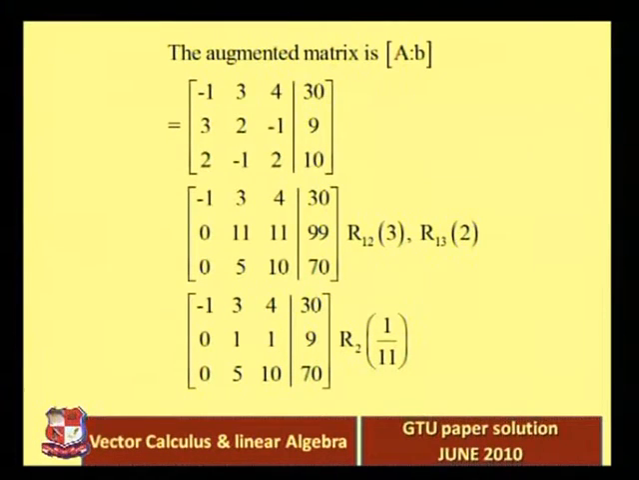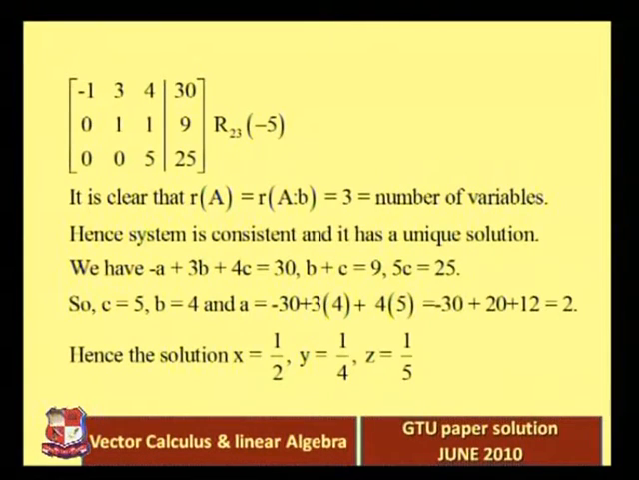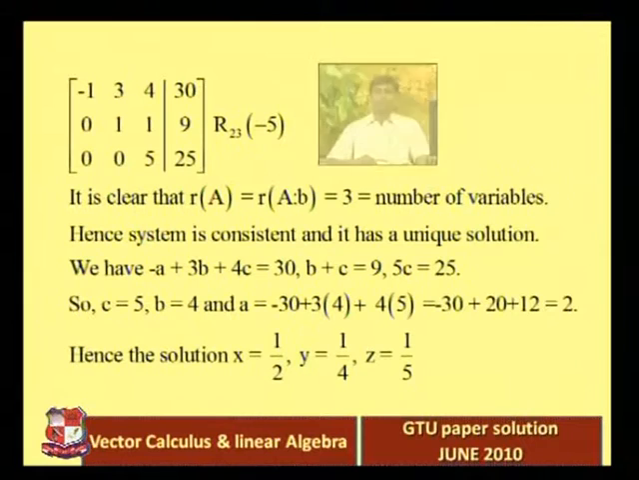now next process. First row we have leading entry, below that leading entry all the elements are 0 now. Second row we have leading entry 1, below that leading entry 5, so we have to make that 0. So that's why we multiply second row with minus 5 and add into the third row. So first and second row are as it is, third row becomes now 0 0 5 25. So minus 1 3 4 30, 0 1 1 9, 0 0 5 25.